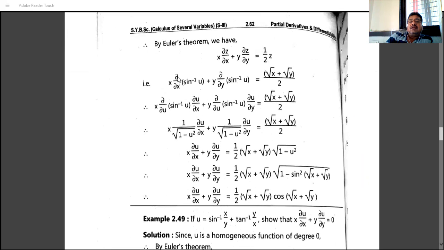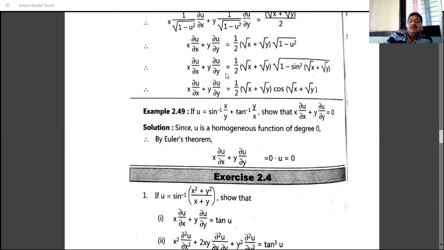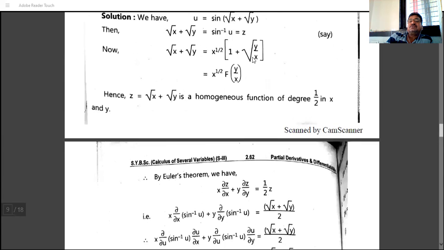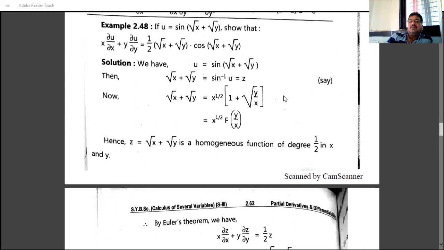Then ∂/∂x of sin u, use the chain rule: ∂/∂u of sin u into ∂u/∂x. Similarly here it is ∂u/∂y. And then the derivative of sin u is cos u, that is root 1 minus u square. So we have this step. And then x ∂u/∂x plus y ∂u/∂y is 1/2 root x into root 1 minus u square. u is what? u is sine inverse of root x plus root y; its square is sine square of root x plus root y. And 1 minus sine square is cos square, and its root is cos. So cos of root x plus root y. That is what we have to prove.